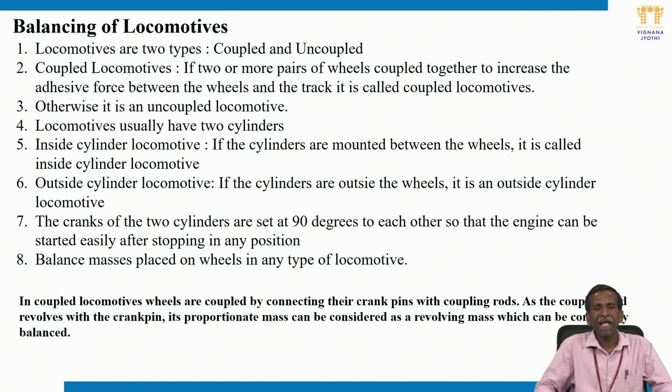In general, the cranks of these two cylinders are set at 90 degrees apart from each other, so that the engine can start easily after stopping in any position. The balancing masses are placed on wheels only in any type of locomotive. In a coupled locomotive, wheels are coupled by connecting their crank pins with coupling rods. As the coupling rods revolve with the crank pin, its proportionate mass can be considered as revolving mass, which can be completely balanced.